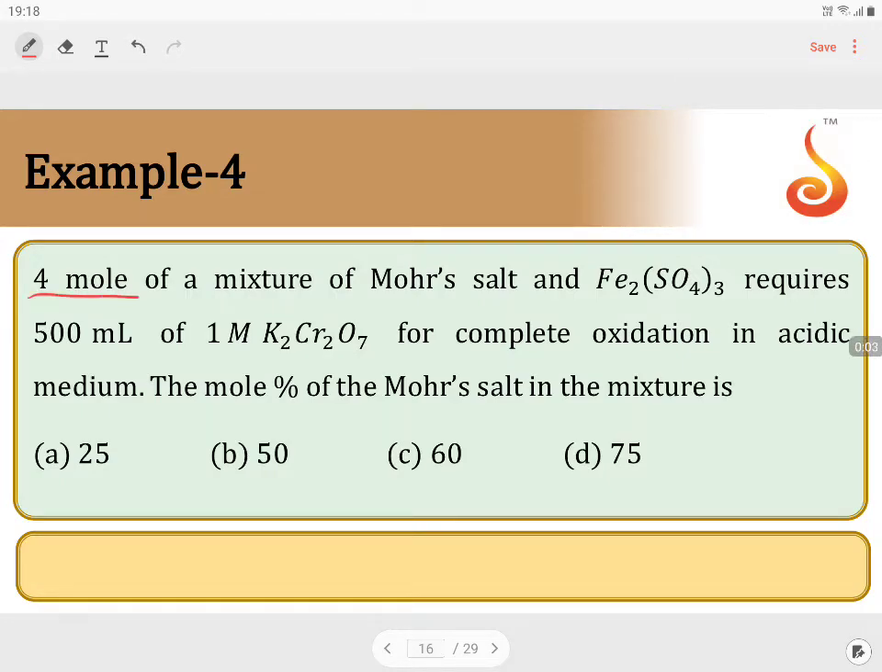4 moles of a mixture of Mohr's salt and Fe2(SO4)3 requires 500 ml of 1 molar K2Cr2O7 for complete oxidation in acidic medium. The mole percentage of Mohr's salt in the mixture is how much?